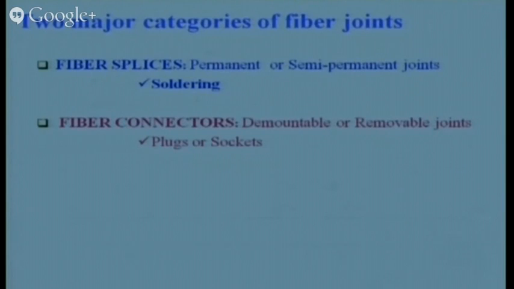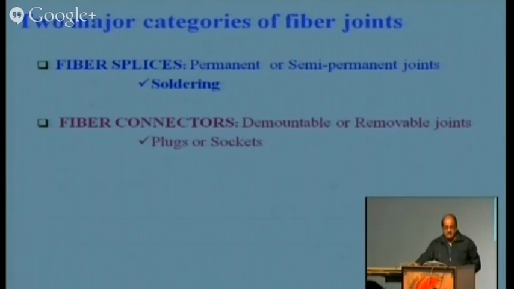So in fiber there are two major categories of joints. One is the fiber splice. Splicing is a permanent or semi-permanent joint. It is similar to soldering. On the other hand, we have the fiber connectors. This is the termination or demountable or removable joint. This is similar to our plugs and sockets in the electrical system.